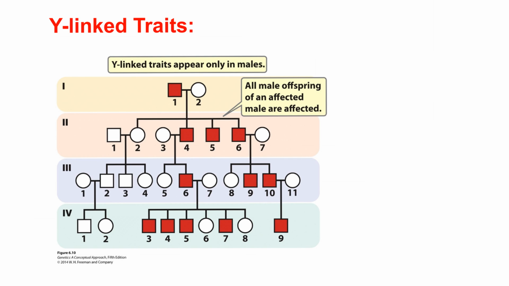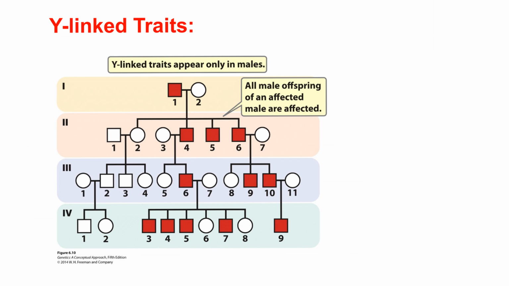Y-linked traits are very easy to recognize because they are always passed from father to his sons, from his sons to his grandsons, and so on. So, simplified, all male offspring of affected males are affected. Because of that, these traits do not skip generations, whether they are recessive or dominant, it does not matter, unless the couple has only daughters. In that case, there are no Y-linked traits passed to the next generation.